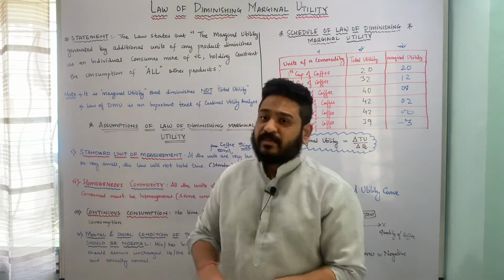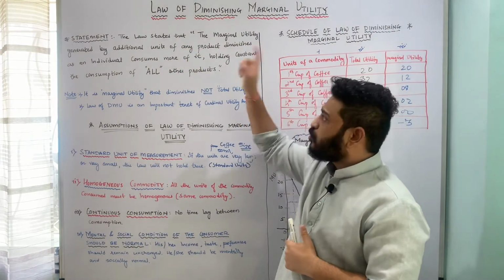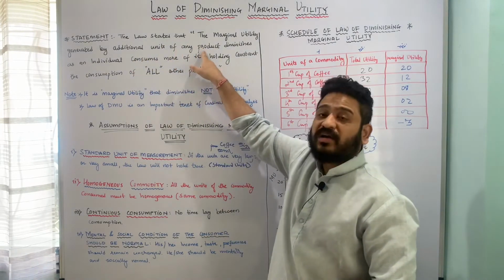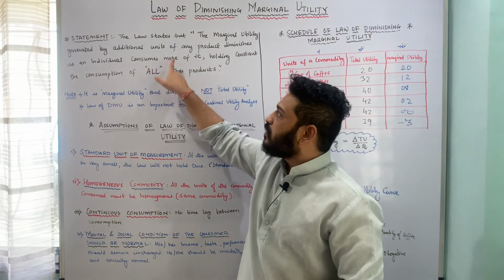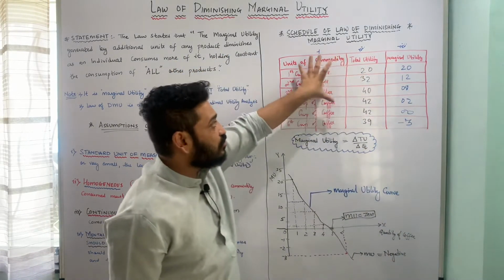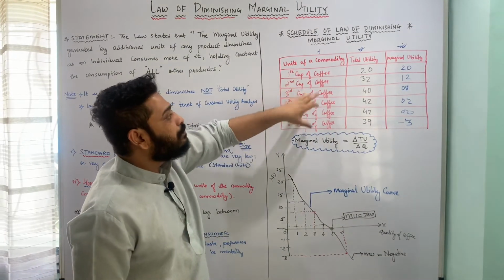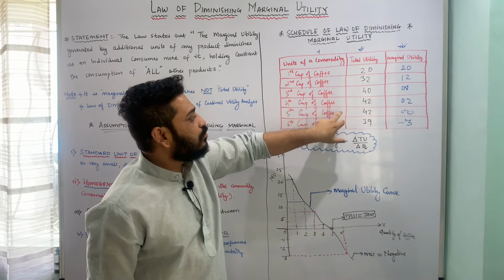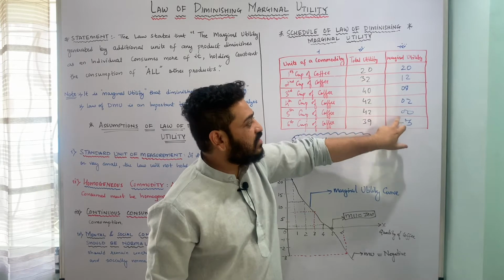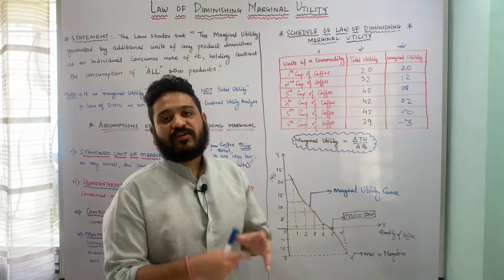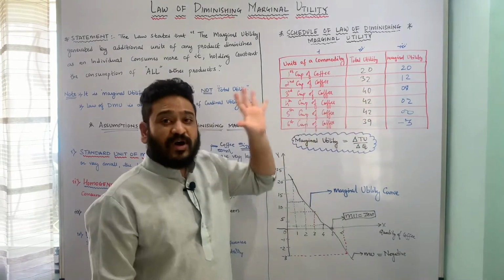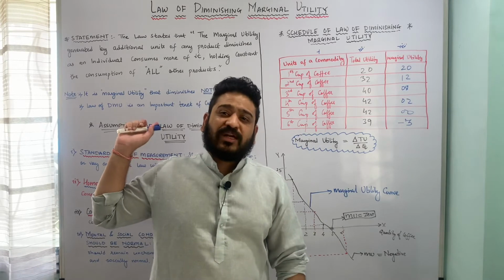That means the law of diminishing marginal utility in this fashion is true. That means the marginal utility generated by additional units of any product diminishes as the individual consumer consumes more of it, holding constant the consumption of all other products. Here he or she is not consuming anything else, only cups of coffee, and we see as he or she increases the units of cups of coffee, the marginal utility starts to diminish and it also reaches 0 and thereafter negative. So this is what the law of diminishing marginal utility particularly boils down to. I hope the concept of the law of diminishing marginal utility is pretty much clear.